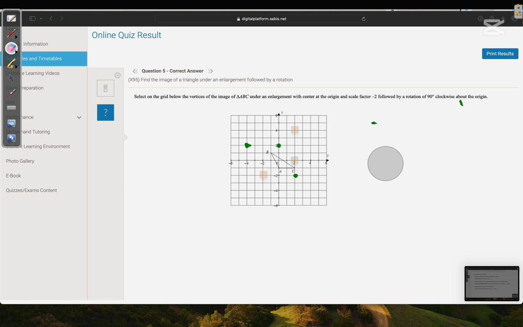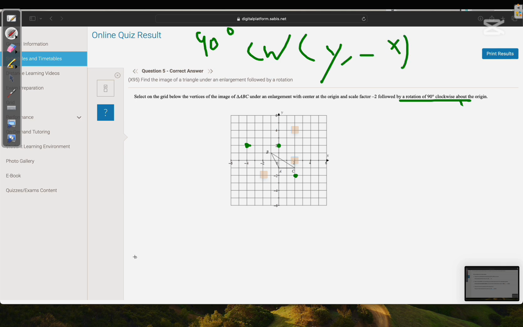Okay, so now they said they want, after the enlargement, a rotation of 90 degrees clockwise about the origin. So 90 degrees clockwise means that we put the y instead of the x, and at the y spot we switch the sign of x and take it there. So y, -x.